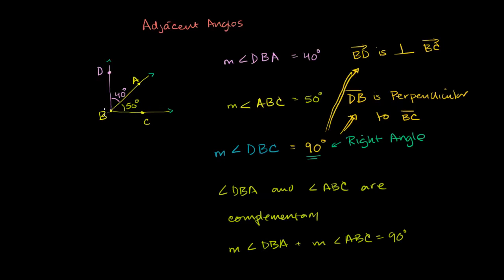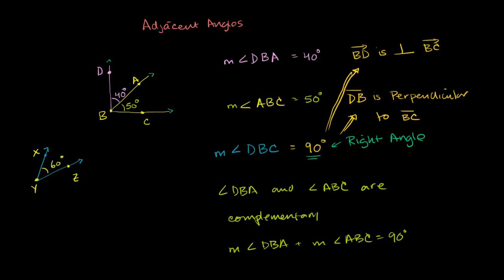Now, we have other words for when two angles add up to other things. So let's say, for example, I have one angle over here. Let me put some letters here so we can specify it. Let's say this is X, Y, and Z, and the measure of angle XYZ is equal to 60 degrees.